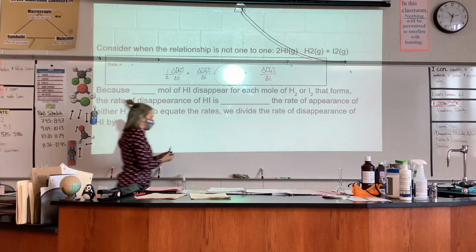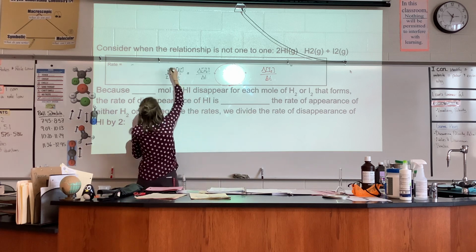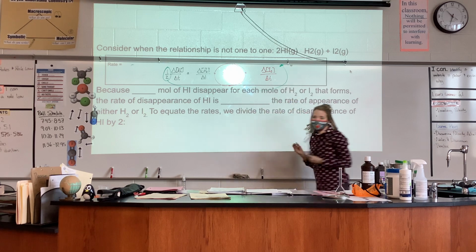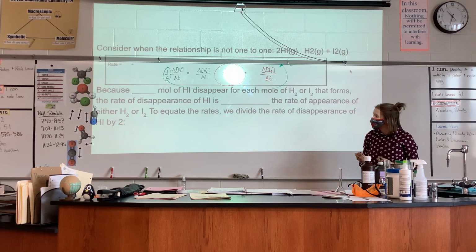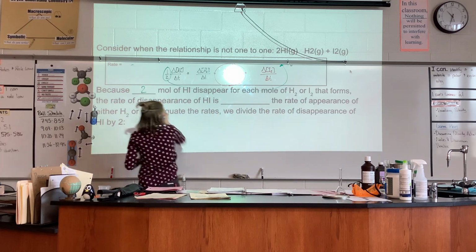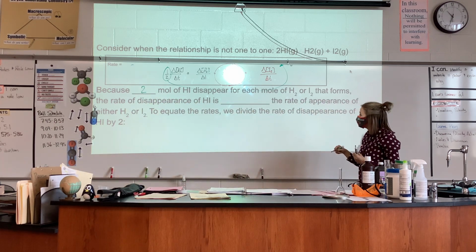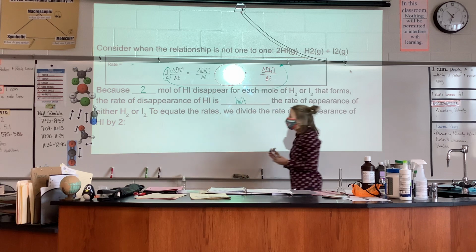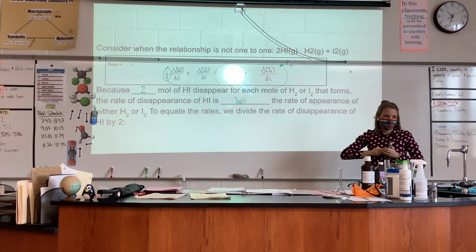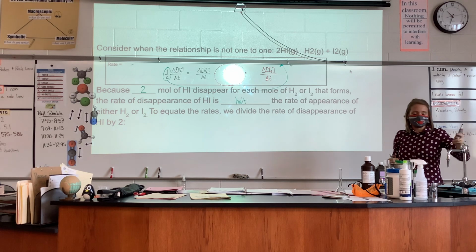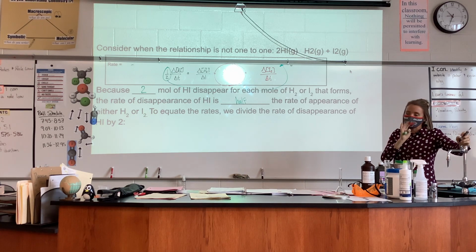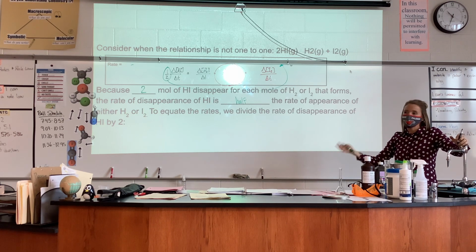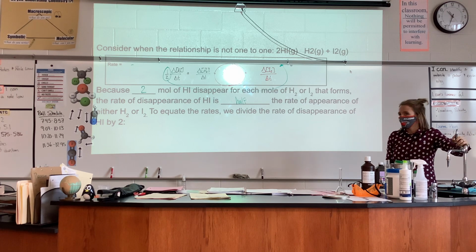Now, what I would probably draw to remind myself for later is a note saying that this 1/2 is here because of that 2 in the balanced equation. Because 2 moles of HI disappear for every 1 mole of H2. The disappearance of HI is half the rate of appearance of H2 or I2. So this is a way in which we can compare. If I know how quickly one thing is disappearing, I can use this setup to figure out how quickly something else would be reappearing, whether it's a 1-to-1 ratio or 1-to-2 ratio or whatever it might be.